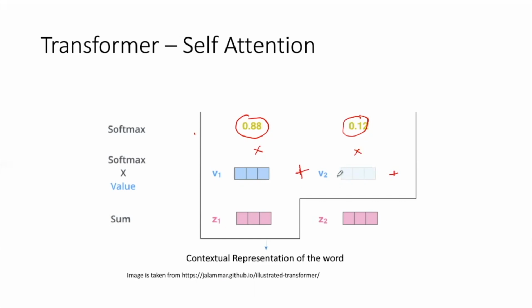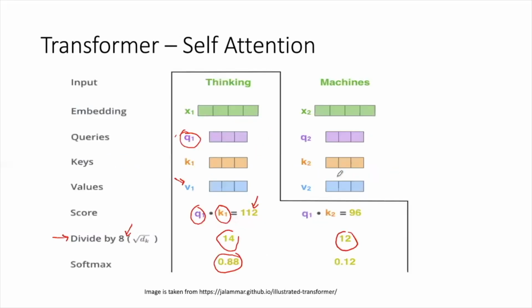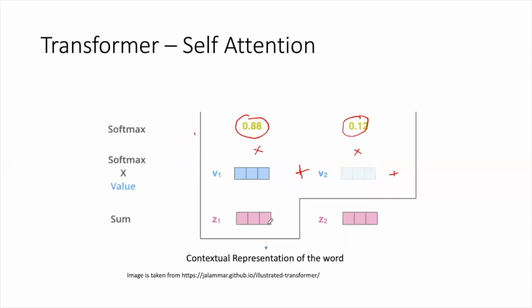So that basically gives a representation, in terms of other value vectors, for the current word. Once again, we are only dealing with this word x1. So only for q1 and x1, we generated a representation that is a combination of different value vectors, and that combination is decided based on these scores. So this is the contextual representation of the word that we get.